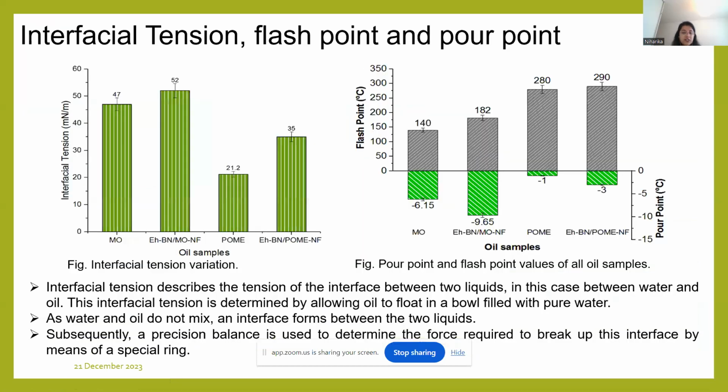Now, interfacial tension, flash point, and pour point are also some of the properties of the insulating oils that are measured for condition assessment. It's desirable that the interfacial tension should be higher, in the range of 40 to 50, for a good insulating oil. In this case, the vegetable oils are not comparable to the mineral oil. However, with the addition of the nanoparticles, the interfacial tension tends to increase, so that it can be compared with the mineral oil.